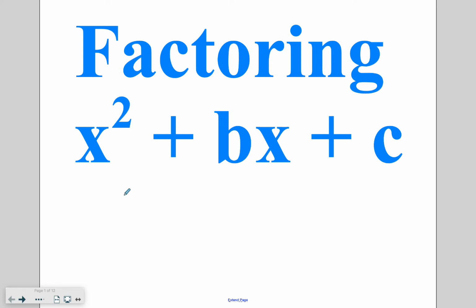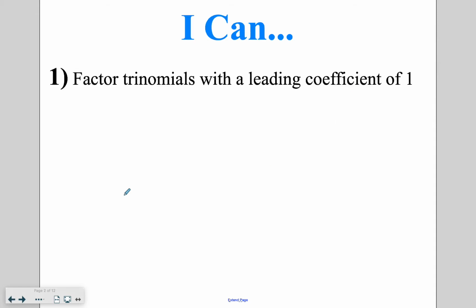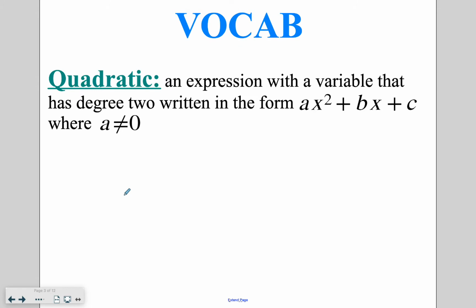Hello class, and welcome to today's algebra lesson, which is about factoring in the form of x squared plus bx plus c. By the end of today's lesson, you will be able to factor these trinomials that specifically have a leading coefficient of 1. So when we are looking at these trinomials where we have x squared as our highest degree value, this expression is called a quadratic.